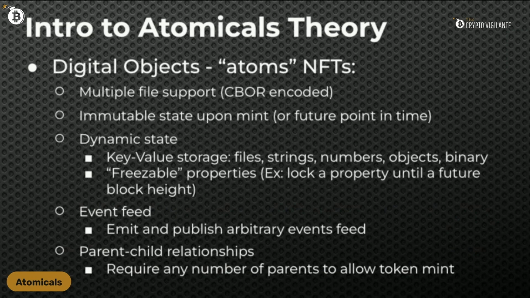So a digital object, or atoms, are basically NFTs encoded in a fashion familiar to ordinals, except with the simplest possible rules that can work, treating the UTXO as a colored coin. There's multiple file support using the CBOR format, which is basically JSON compatible. So you can have an image.jpg in an atomical, you can have a metadata.json in that same atomical, and you can have any other key-value data during the mint and later. That's the immutable state. So upon mint, we can always refer back, like a digital artifact.